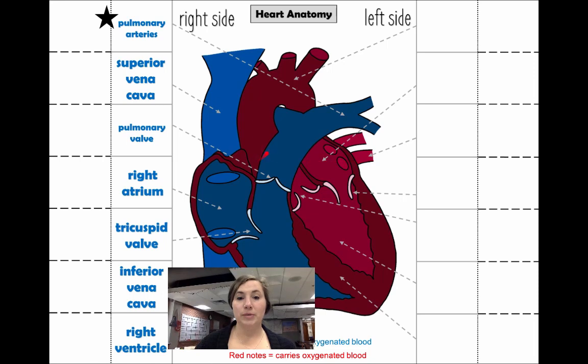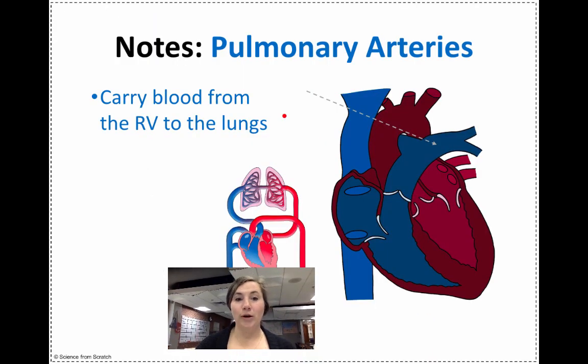So this part is sometimes called the pulmonary branch, and then it splits into right and left pulmonary arteries. So this would be my left pulmonary artery, right pulmonary artery. So the pulmonary arteries will carry the blood from the right ventricle to the lungs, where it will pick up some oxygen.